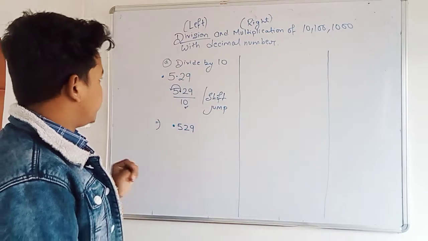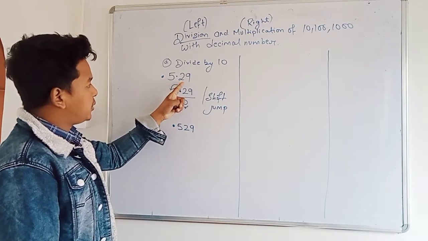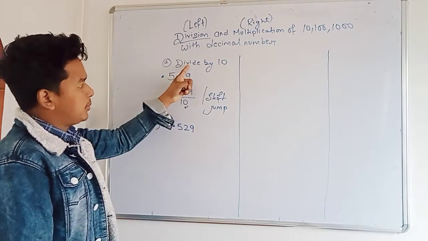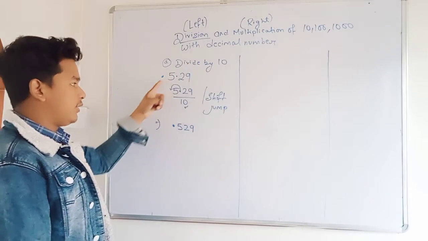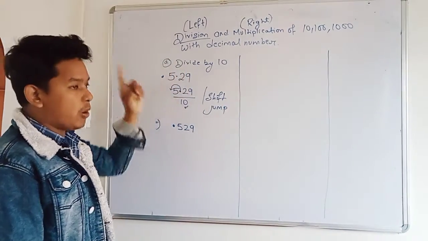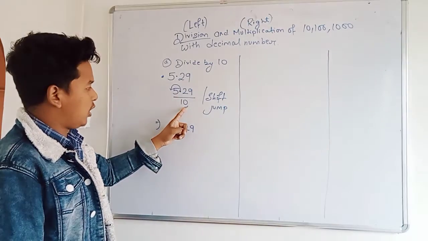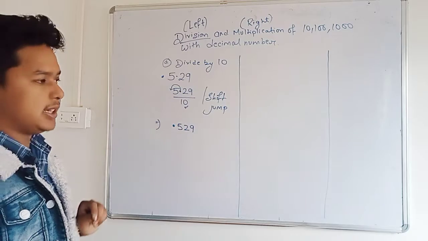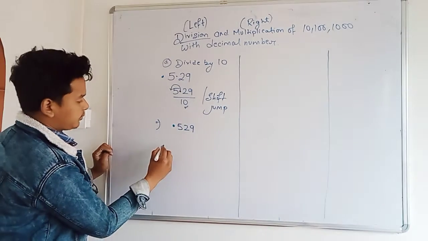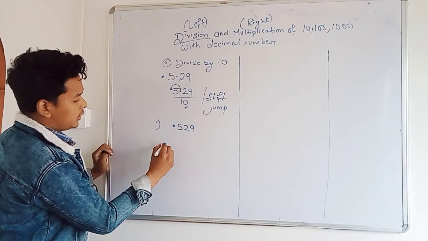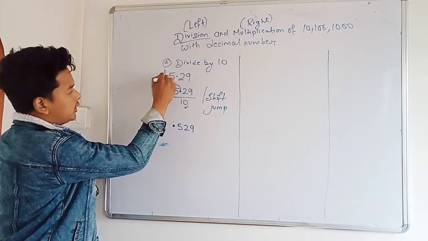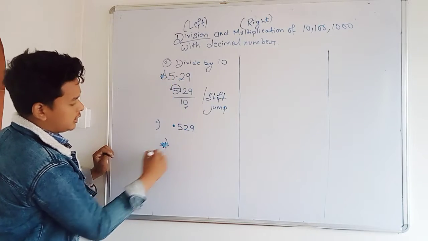Okay. So here 5.29. So this point will jump to the left hand side because it is divide. But how many digits? We'll count the number of zeros. How many zeros are there? 1 zero. So it will jump 1. This is the answer. So next, if you say any other number, this is not the answer actually. This was the question. You may get confused. This is the question.